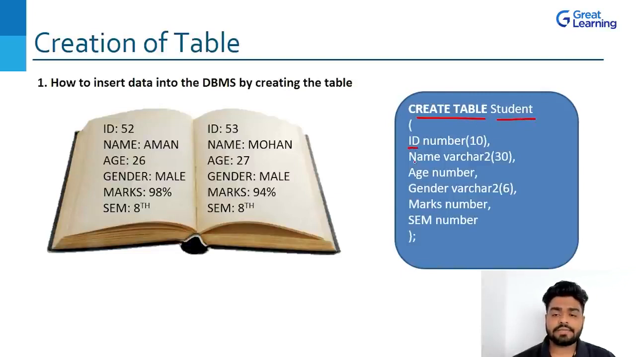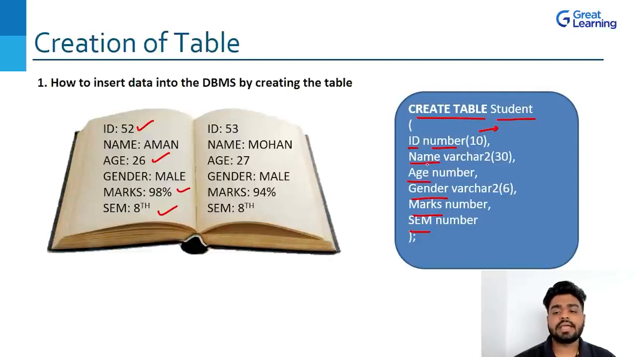Now we have the ID, the name, the age, the gender, marks and SEM. Obviously ID, age, marks and SEM, you know that these are numbers. If you see here 52, 26, 98, 8, these all are numbers, right? So we have here number. Now ID, we know that it can be only till 10 digits. It should not exceed 10 digits, right? If it is exceeding 10 digits, my table or my DBMS is not going to accept it. So you have given a particular limited capacity to it, which is 10.